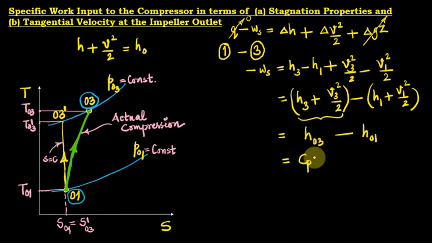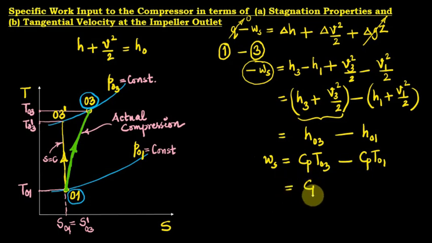Now you know that H03, as I explained in the previous slide, is Cp into T03, the stagnation temperature corresponding to state 3, minus Cp into T01. So this will be minus Ws. Thermodynamically this is negative because work is done on the system. Just keep in mind that it is the compression work, or negative work. So for the time being we ignore that minus sign, because the compressor work is done on the system. So Ws is equal to Cp into this.